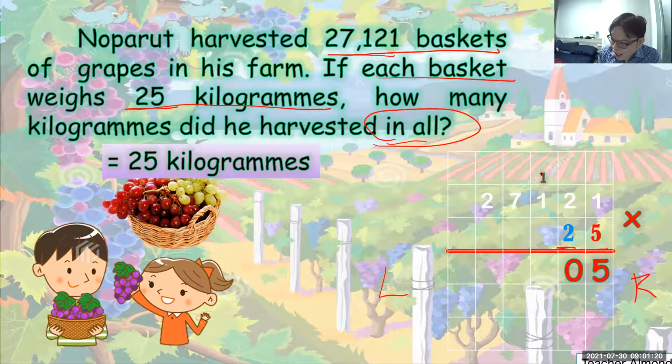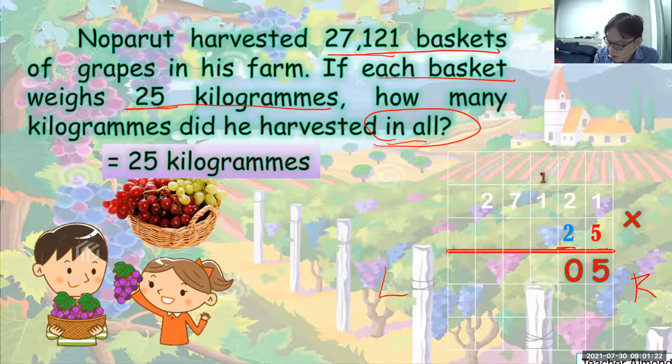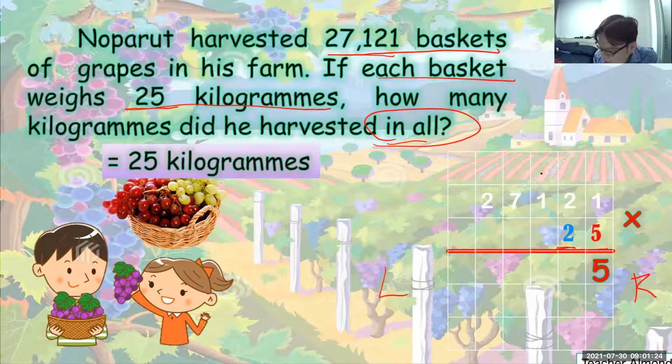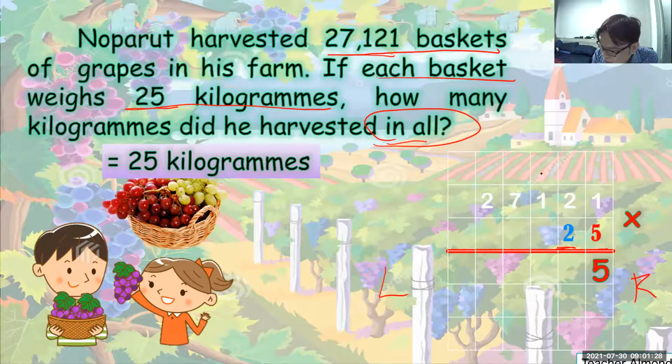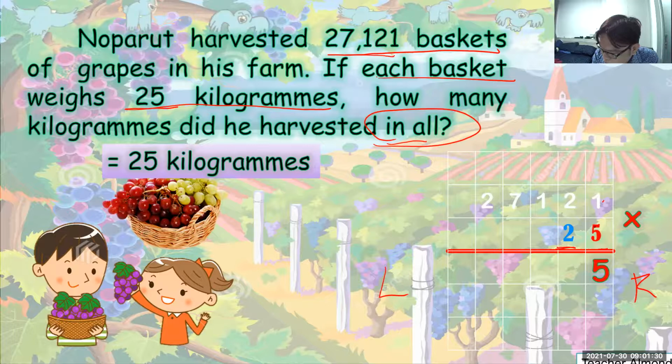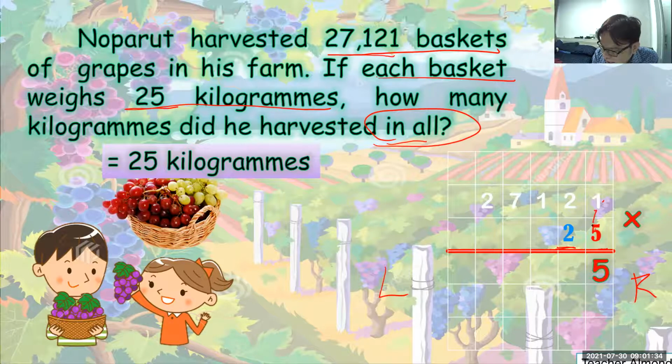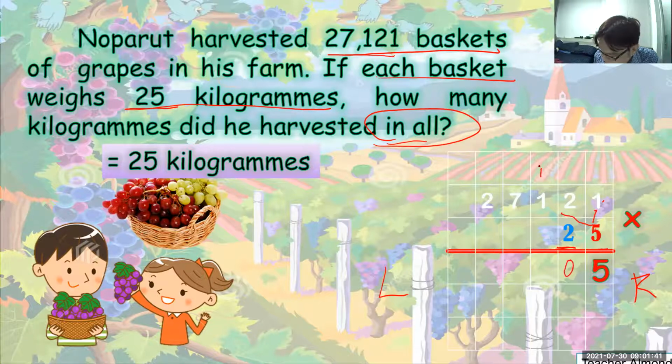Okay, then 5. Again, for those who are confused, we have here 5 times 1. You start here. 5 times 1, that's 5. Then 5 times 2, that's 10. So you write 0 here and then 1 here.